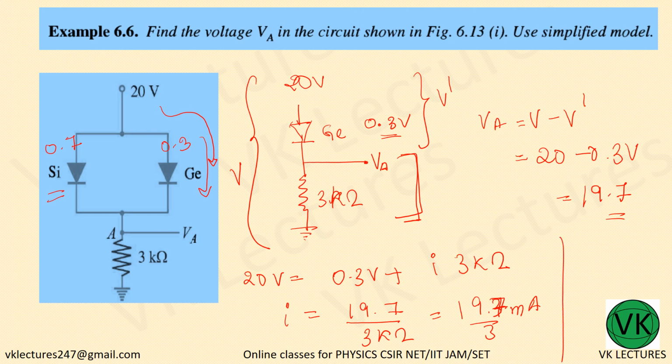Now through which do I want the voltage? I want the voltage across this resistance. I into R will give you voltage V. So V is equal to, what is I? 19.7 by 3 milliampere into 3K ohm. Milliampere and K go away, 3 and 3 gone, V is equal to 19.7 volt.